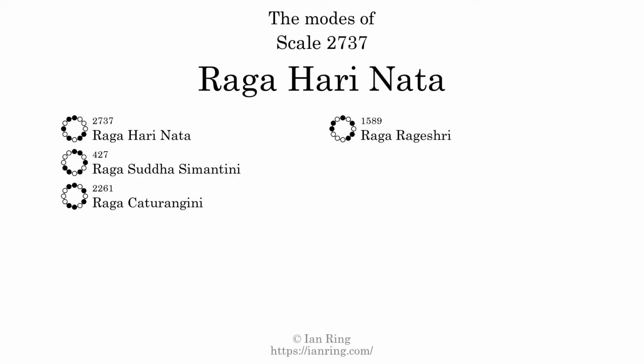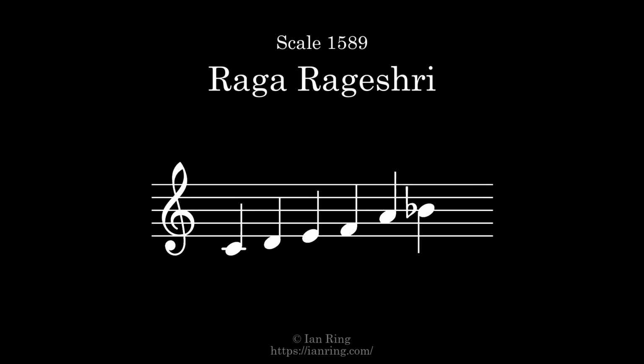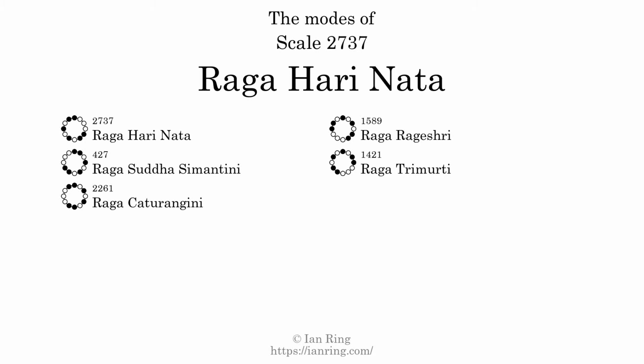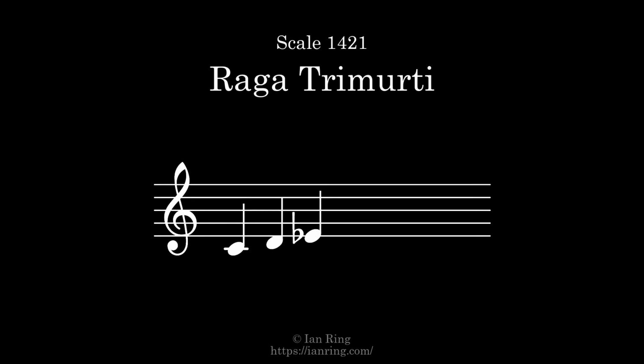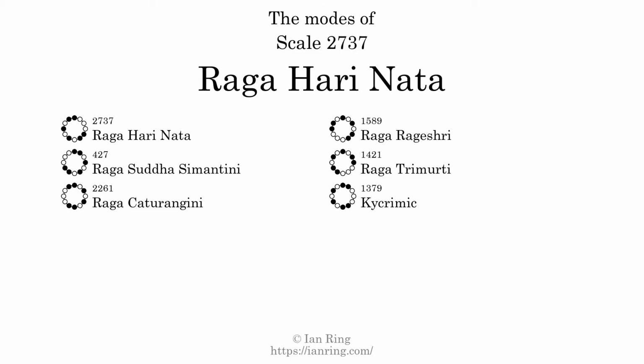The fourth mode is scale 1589, also known as Raga Rajashri. It sounds like this. The fifth mode is scale 1421, also known as Raga Trimurti. It sounds like this. The sixth and last mode is scale 1379, also known as Kaikrimik. It sounds like this.